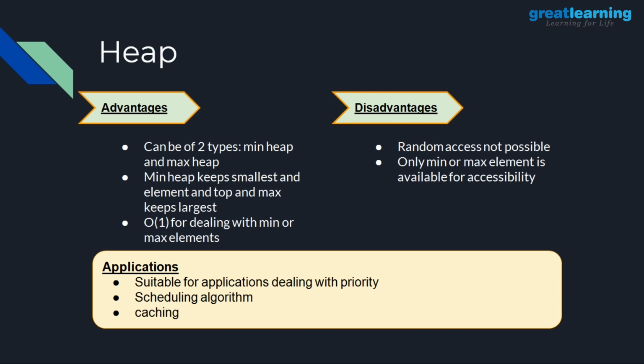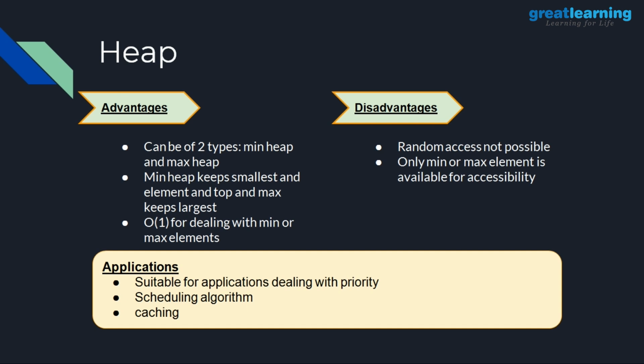Heaps can be of two types. We know min heap and max heap. A min heap keeps the smallest element and a max heap keeps the largest element present at the top, right? That means if we're talking about a max heap, the element present at the 0th index will be the maximum element in the whole heap.